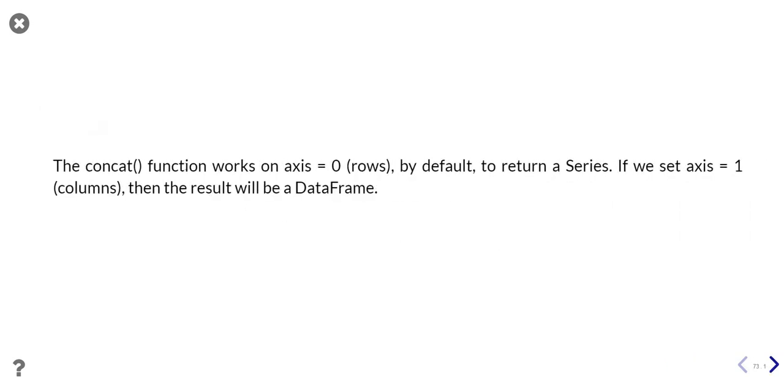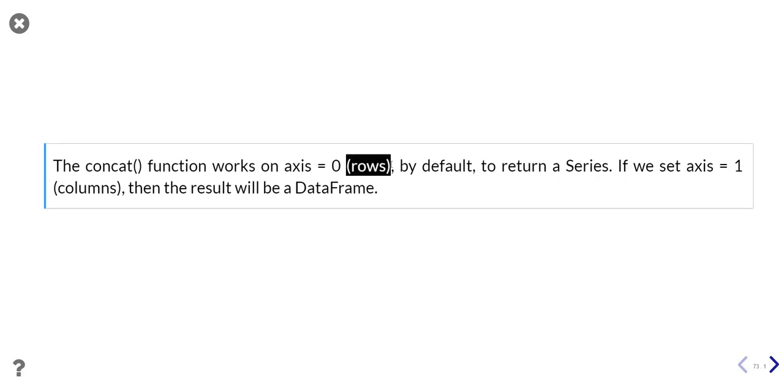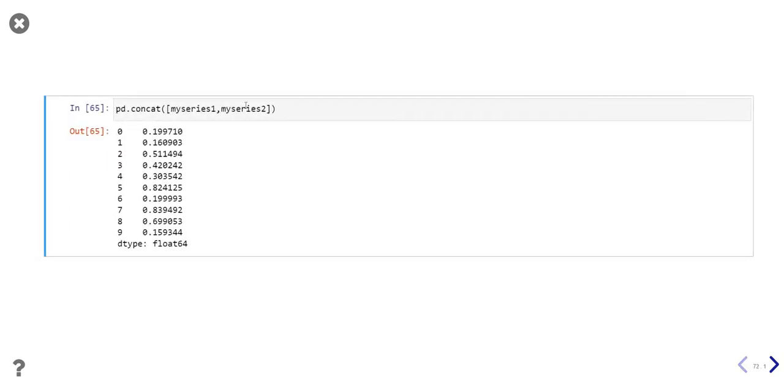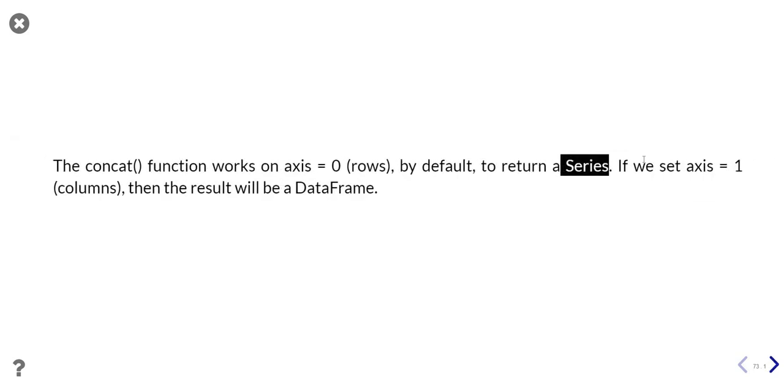Now, of course, the concat function works on axis equal to 0. That means it's concatenating based on the rows, right? How many rows you have, it just combines on the rows by default. And it will return a series, one dimension. You have two data and it combines them, one on top of the other. So this is still one dimension. It's not creating a data frame. So it returns a series.